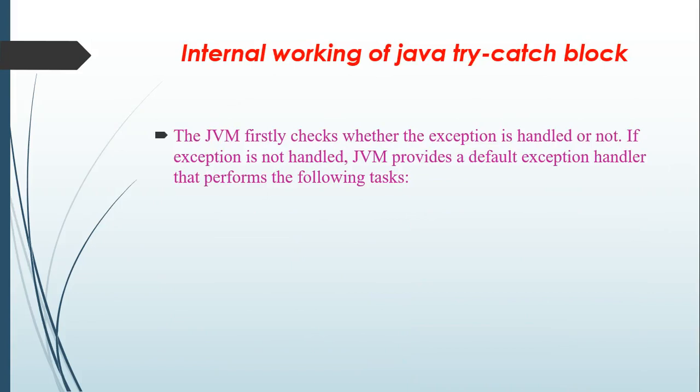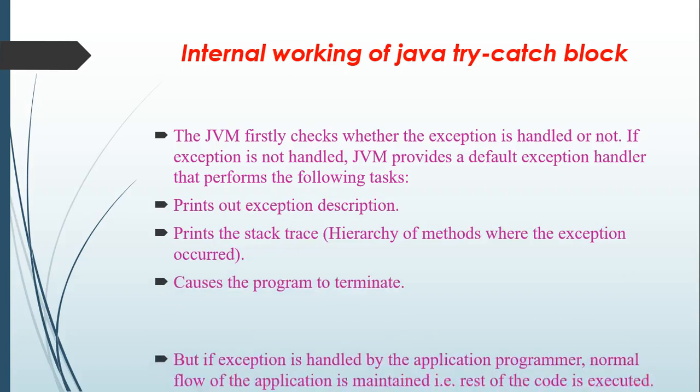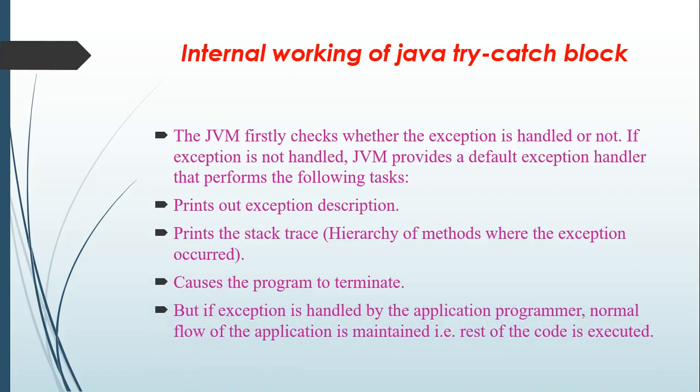The JVM first checks whether the exception is handled or not. If the exception is not handled, then the JVM provides a default exception handler that prints out the exception description, prints out the stack trace, and causes the program to terminate. But if the exception is handled by the application programmer, then the normal flow of the application is maintained, that is, the rest of the code is executed as normal. So these are the concepts about the exception hierarchy and the try and catch block.